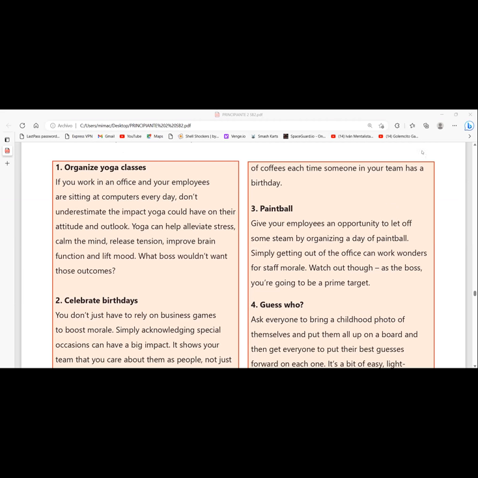Francisco, paintball. Paintball game. Give your employees an opportunity to let off some steam. Organizing a day of paintball, simply getting out of the office, can work wonders for staff morale. Watch out. As the boss, you're going to be a prime target.